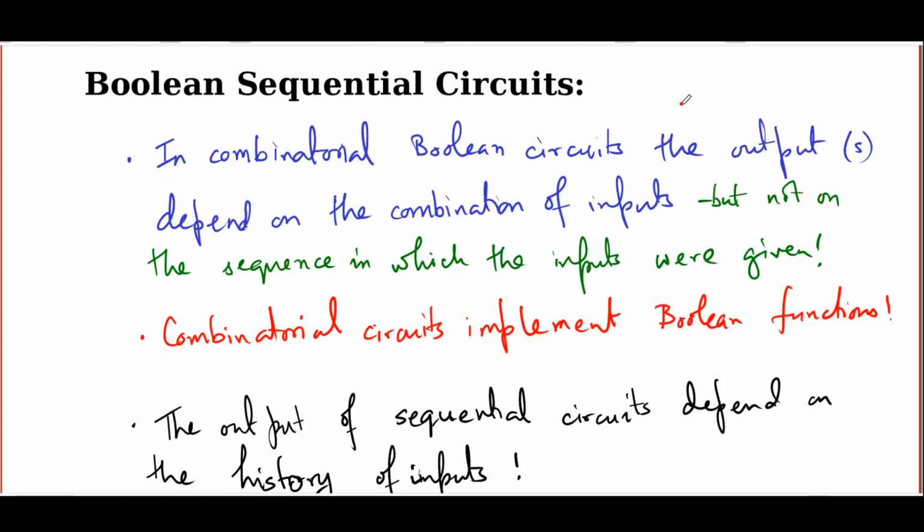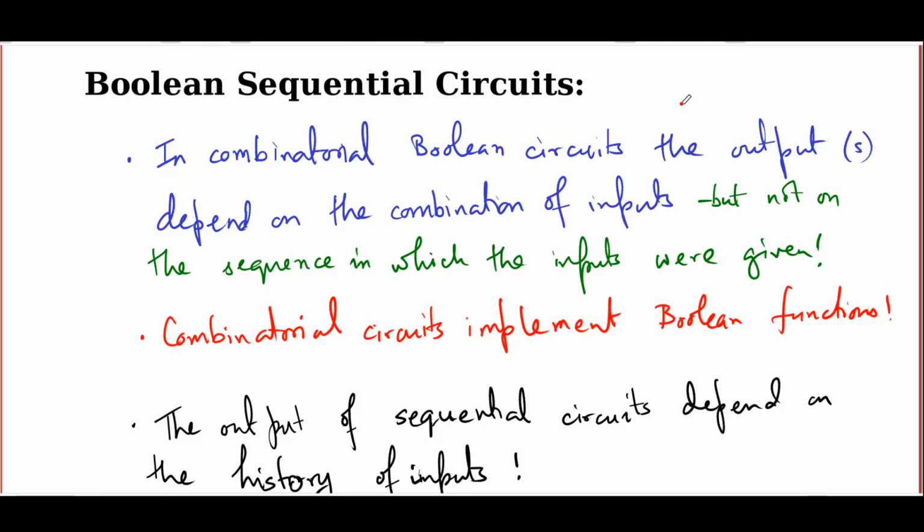In this lecture, we are going to describe Boolean sequential circuits, at least some of them. The circuits that we have seen so far fall under the category of combinatorial Boolean circuits, and in such circuits, the output or outputs depend on the combination of inputs, but not on the sequence in which the inputs were given. In other words, the output depends on the present values which the inputs have. As a result, the output is always a function of the inputs. And that is exactly what combinatorial circuits are actually used for. They implement Boolean functions.